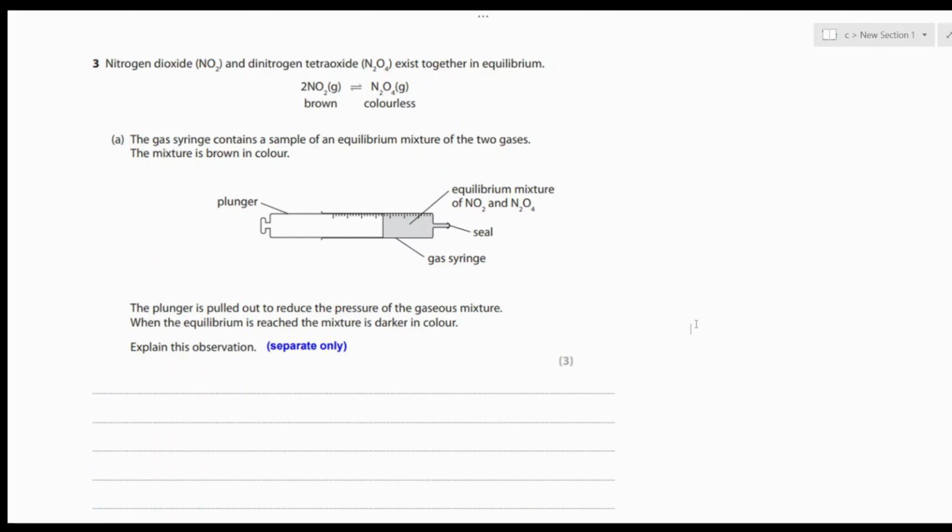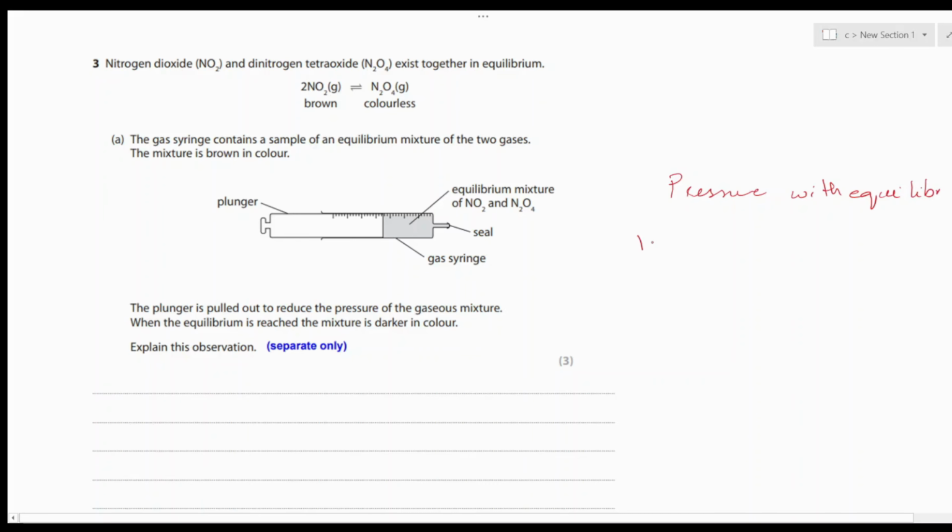So why does this happen? And what about the reduction in pressure? Relate pressure with equilibria. Reduced pressure means decreased pressure.